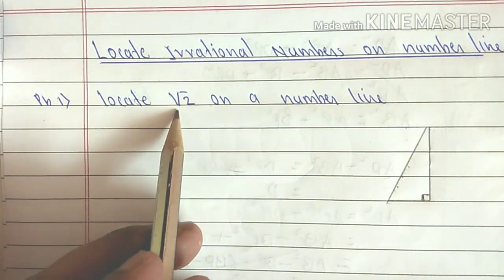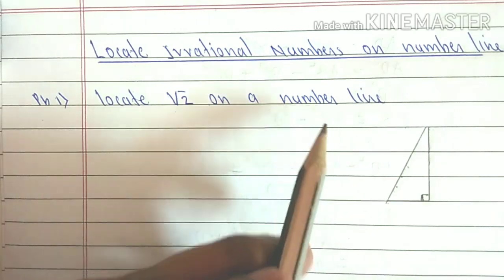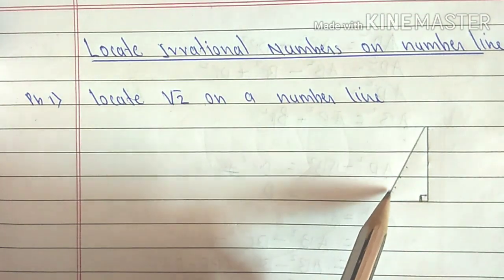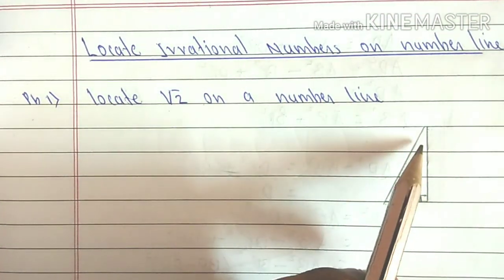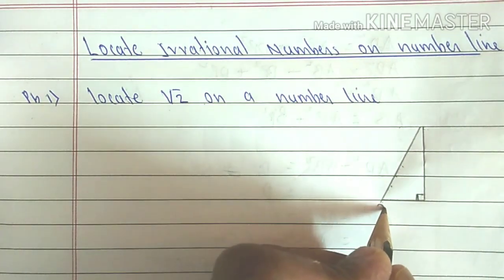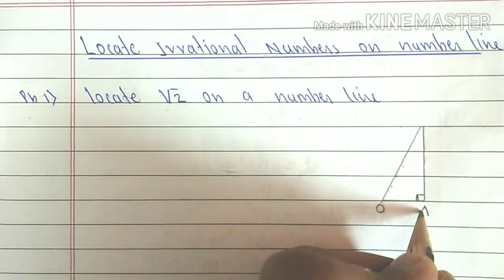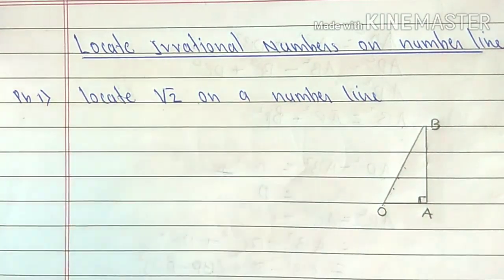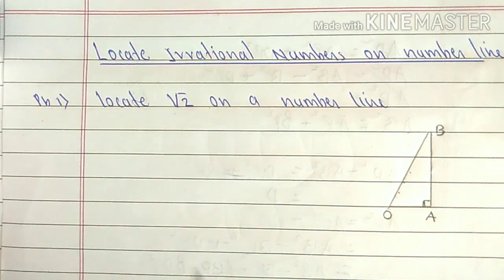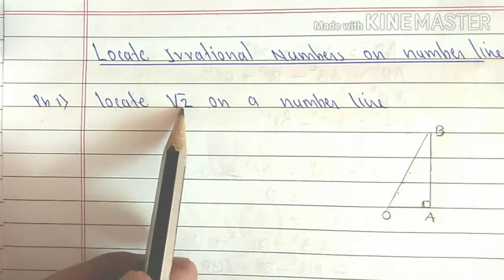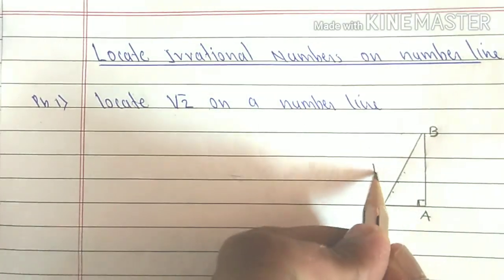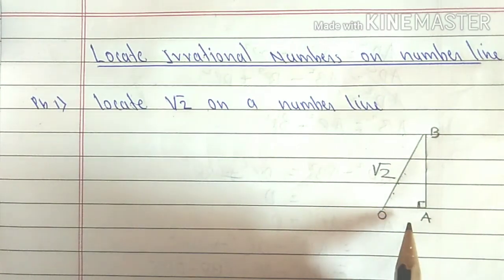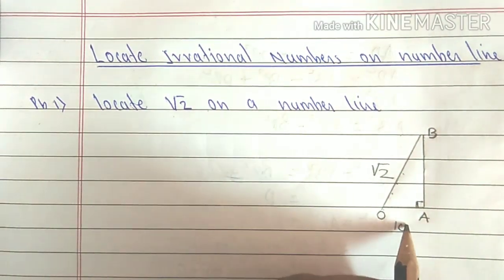In order to locate root 2 on a number line, we need to follow one simple calculation, and in order to follow that simple calculation, I am drawing over here one right angle triangle. I am naming this right angle triangle as O, A and B. The method says that always take the given number as your hypotenuse. So I am writing OB as root 2. And the base of this triangle we always take as 1 centimeter.